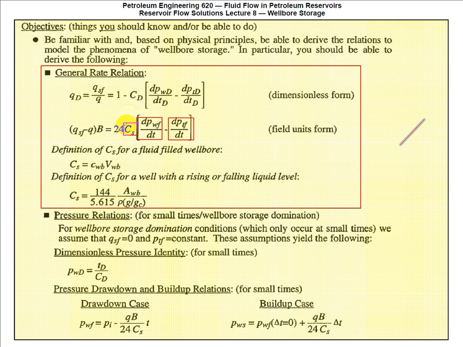There are two possible cases for C sub S. One is a liquid-filled or fluid-filled wellbore, and in that case, C sub S is equal to the compressibility of the wellbore fluid multiplied by the wellbore volume. That's very easy to understand. That's like a tank of compressible fluid.